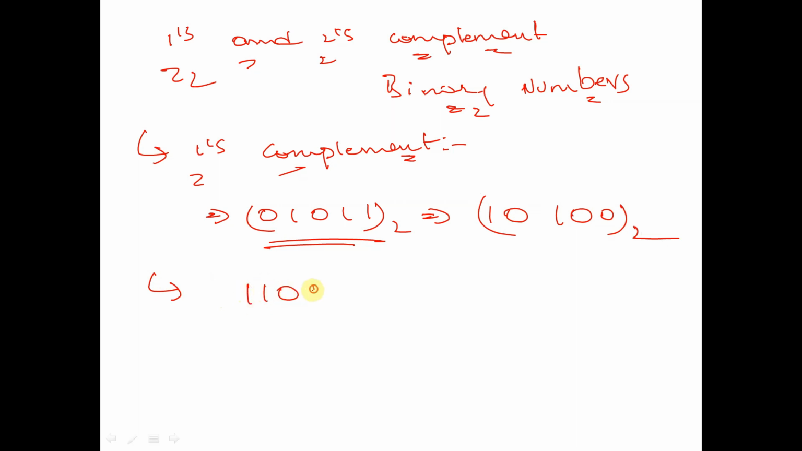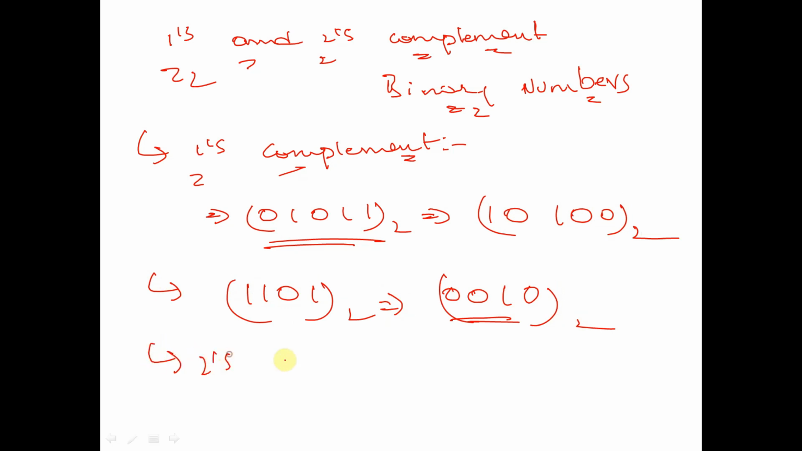Let's take another example. If we have 1101 to the base 2, then the ones complement of this is simply 0010. So this is the ones complement of the given number. And if we want to calculate the two's complement of 01011 to the base 2, then the two's complement is nothing but the one's complement plus 1. So we will add 1 to the one's complement.